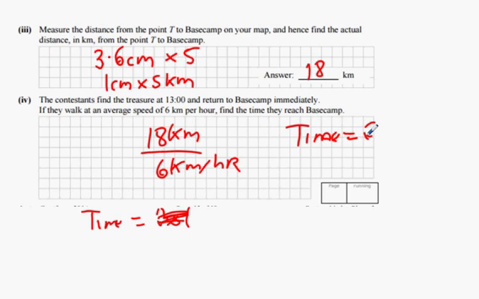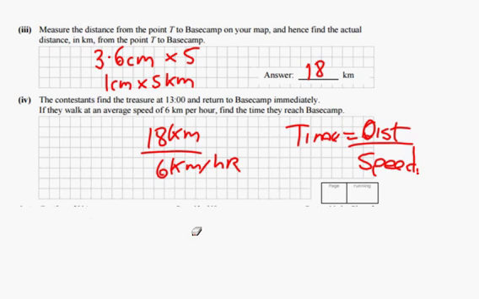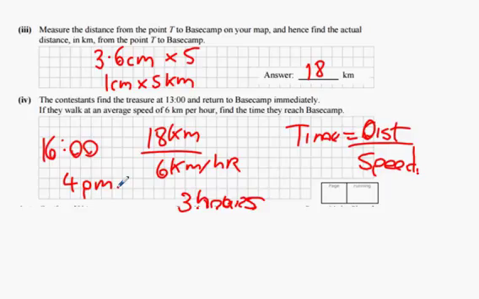Time equals distance over speed. Everybody happy enough with that? Everybody remember distance over speed? Is it 4? Would you arrive at 4? Yeah, it's 3 hours. It takes 3 hours, but it's 3 hours added on to 1 o'clock. So 3 hours added on to 1 o'clock is 1600 hours or 4 p.m. You okay with that?